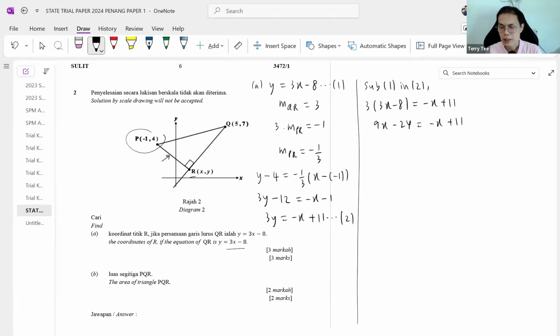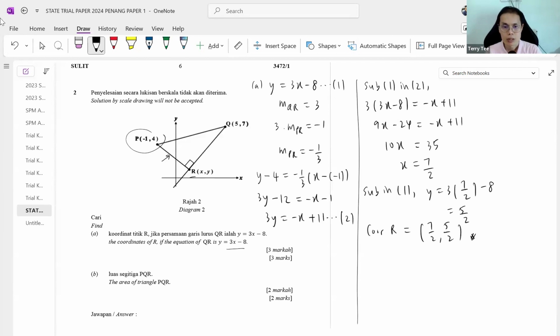Bring the -x to the left-hand side: 9 plus 1 is 10. The 24 is negative, so you bring it to the right: 24 plus 11 is 35. x is 35 divided by 10, that is 7/2. Once you have your x value, we need to find our y value. Let us substitute into equation number 1. Your y is therefore 3 times 7/2 minus 8. This is 21/2 minus 16/2, which is 5/2. So therefore, coordinates of point R are (7/2, 5/2).